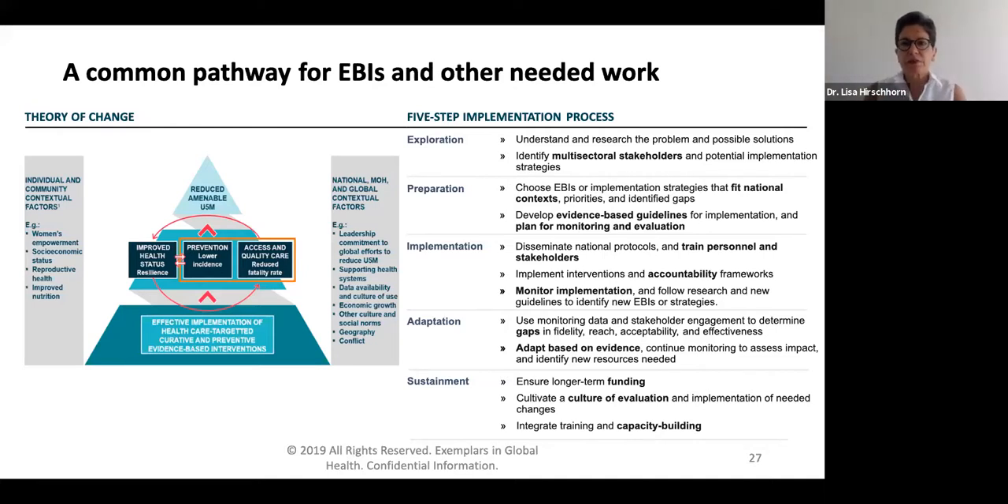So the 5-step implementation process that we saw was, again, this exploration. These are some of the key examples: understanding and researching the problem, identifying multi-sectoral stakeholders. Preparation was choosing the strategies that fit the national context and priorities, and developing evidence-based guidelines and a plan for monitoring and evaluation. Implementation was, again, broad: training personnel and stakeholders, and accountability frameworks and monitoring to be able to drive the next step, which was adaptation based on what was or wasn't working, but also on new evidence, such as, for example, new treatment of malaria. And then working from the beginning for sustainability in terms of funding, culture of evaluation, and integrating training and the capacity building that Agnes talked about.